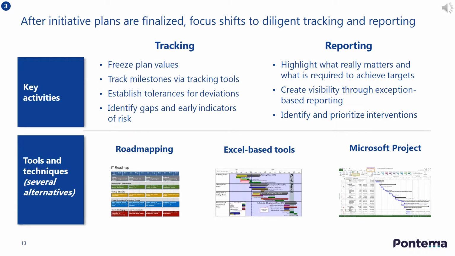After initiative plans have been finalized, focus should then shift to diligent tracking and reporting. The purpose of tracking is to freeze the values in the plan, set up a tool to track performance against milestones, and to identify any performance gaps and early indicators of risk. Reporting to executive sponsors and the steering committee creates visibility through exception-based reporting. In other words, they are informed of only what really matters and what is required to achieve targets.